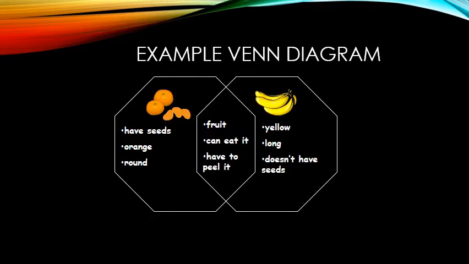For example, this is the Venn diagram for oranges and bananas. If you notice, in the middle we mentioned the similarities, and the information is mentioned as phrases. Both are fruits, can eat them, have to peel them. What about the oranges? Have seeds, its color is orange and it's round. The banana: yellow, it's long and doesn't have seeds. It's very easy to organize your information in the Venn diagram.